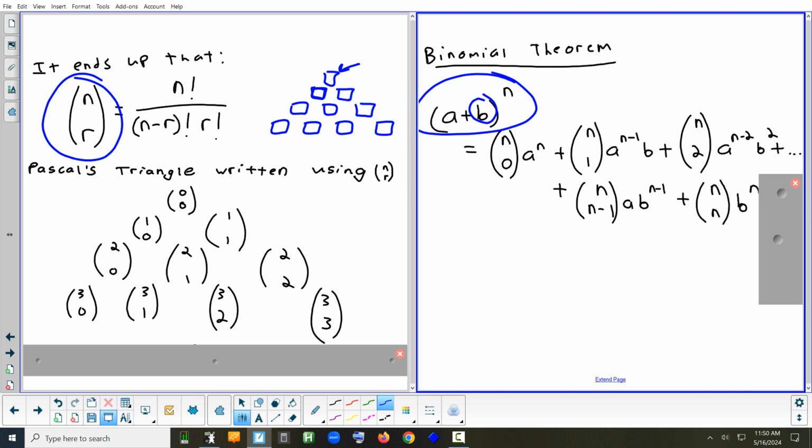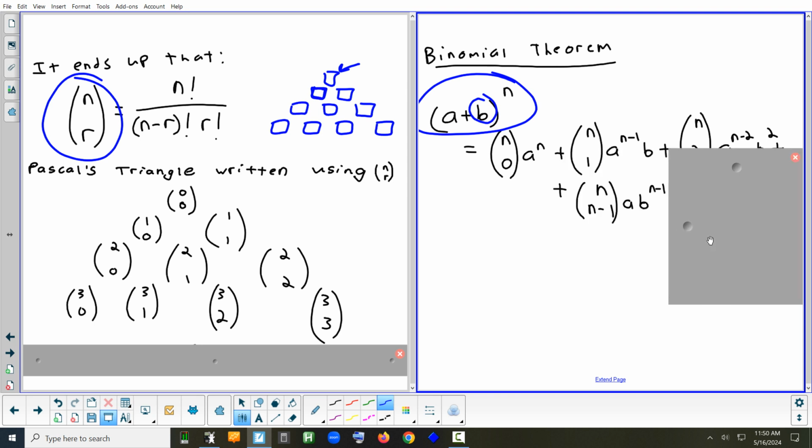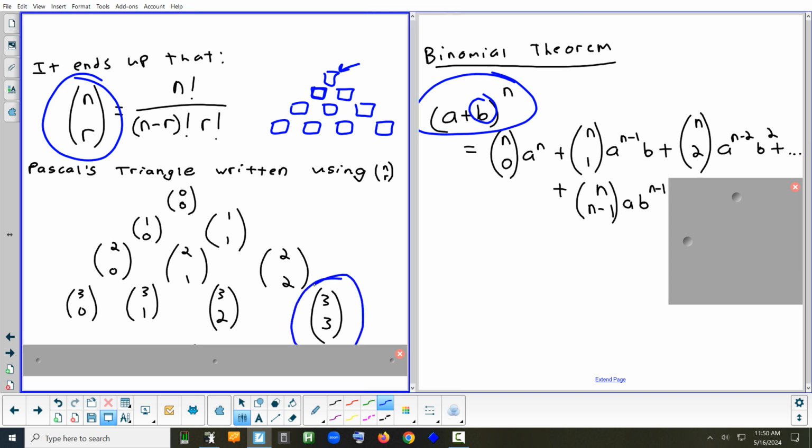B to the second. Yep. And you're going to keep going. Like the next one would be n choose 3, a to the n minus 3, b cubed. N choose 4, a to the n minus 4, b to the 4th. You're going to keep going until you get to, this would be your second to last term. Your very last term is when you're in the same row and column.